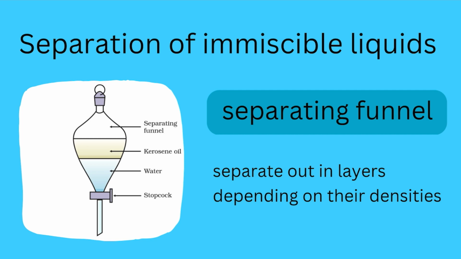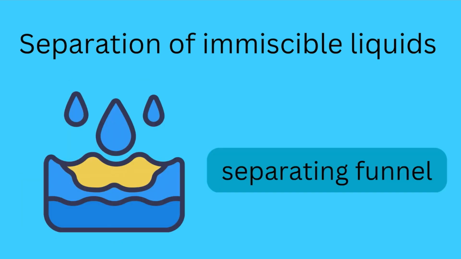After this, it's quite obvious. We are just going to open the stopcock, which is the tap, and let all the water run down. You're going to stop it just when every single drop of water comes out, right when kerosene is at the bottom. That is how a separating funnel can be used to separate two immiscible liquids.